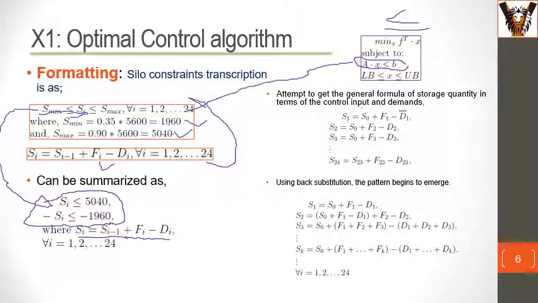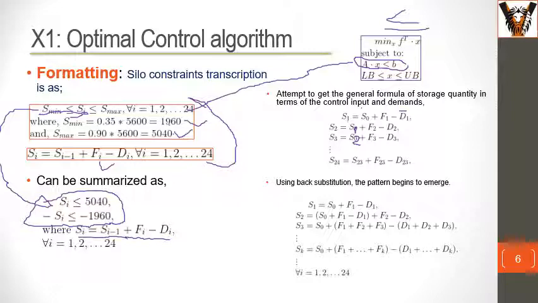In the second hour, it will be the material that's in as well as material that was there previously, so this should be S1 plus F2 minus D2. In the same way, we'll have S3 being equal to S2 plus F3 minus D3, right?